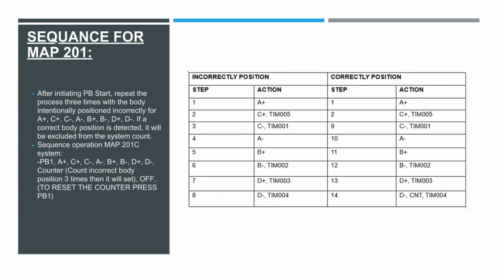Okay, this is the sequence for MAP 201. The sequence is PB1, A plus, C plus, C minus, A minus, B plus, B minus, D plus, D minus. It will move like the original program without stopping. But if there is damage or error that happened to the object 3 times, the machine will stop immediately. If a correct body position is detected, it will be excluded from the system count.